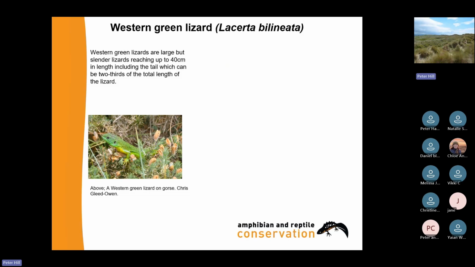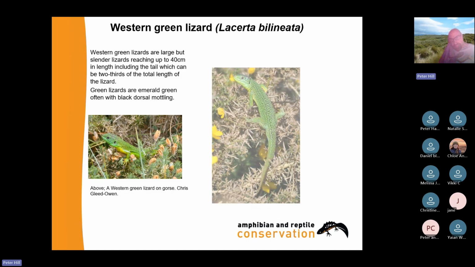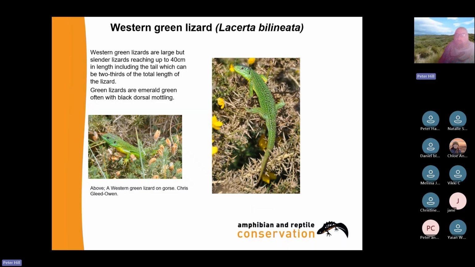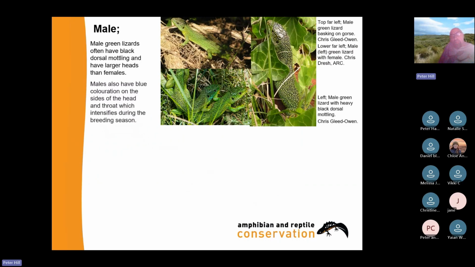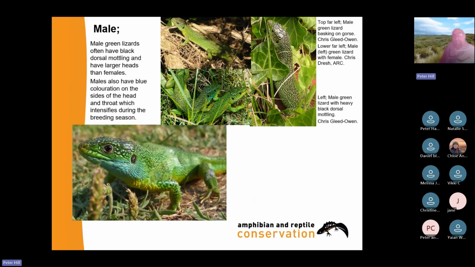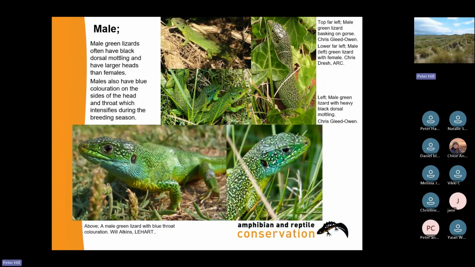This is the western green lizard. We haven't got them, to our knowledge, established in Wales. Let's hope that doesn't happen, but we've got them down in the south of England. Big animals, very slim, quite beautiful. Here's a male, a dark mottled male, basking on some gorse down in Dorset. They also develop this blue coloration, the males, on their throat, which makes them particularly attractive. There's another example there. You're not going to confuse them with a native lizard species.